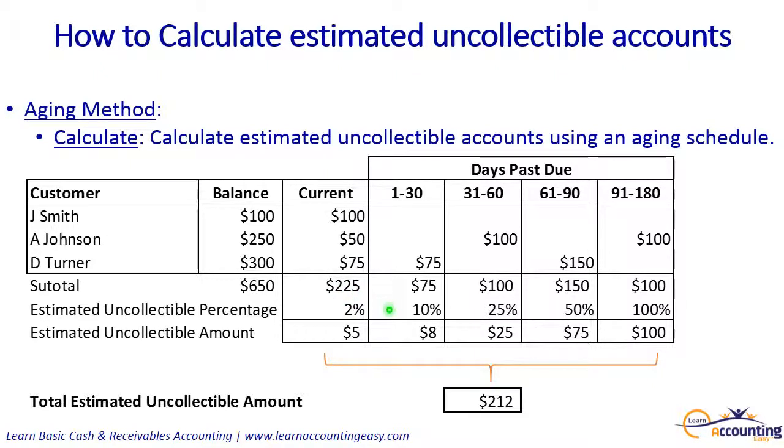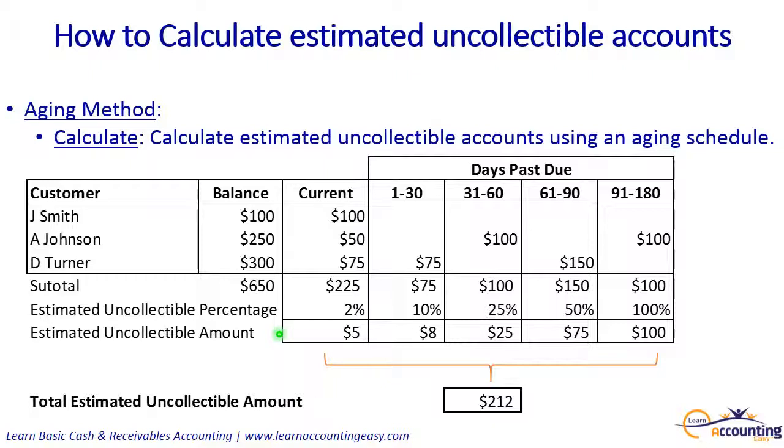And then we move on up as we go to the right. If it's past due 1 to 30 days, we're going to guess or estimate 10% of that will be uncollectible, and 90% of it we will collect. So on and so forth. 25% for the next bucket, 50%. And then for the last bucket, we're estimating we're not going to collect any of that.